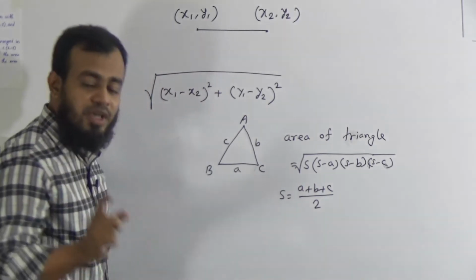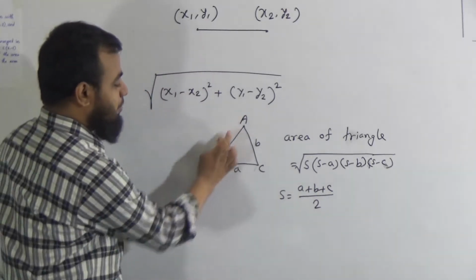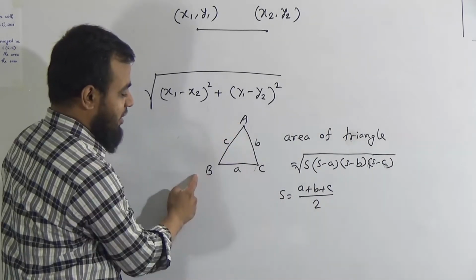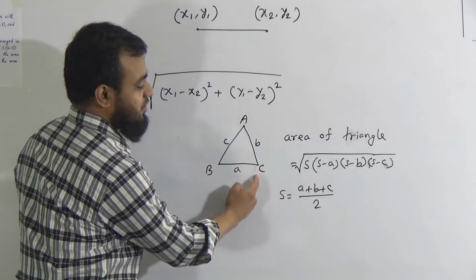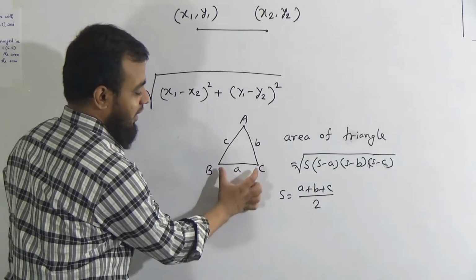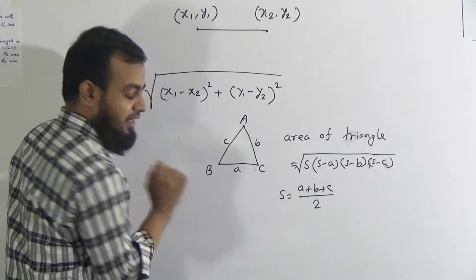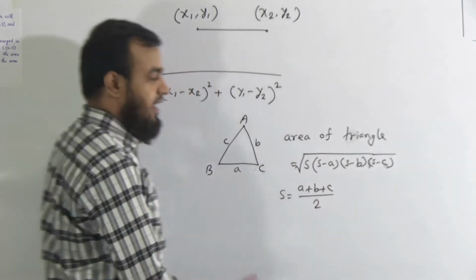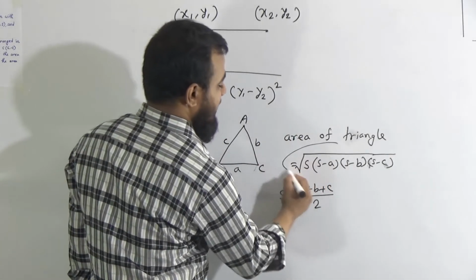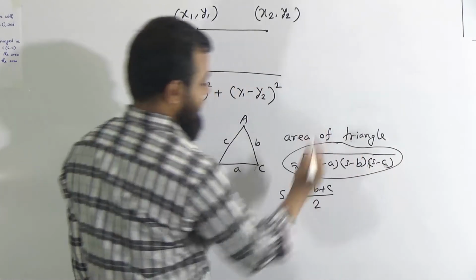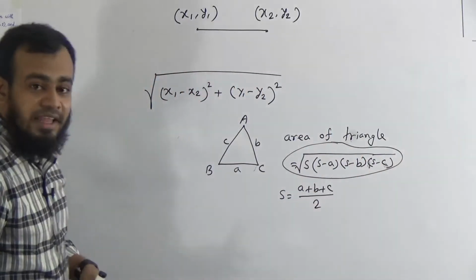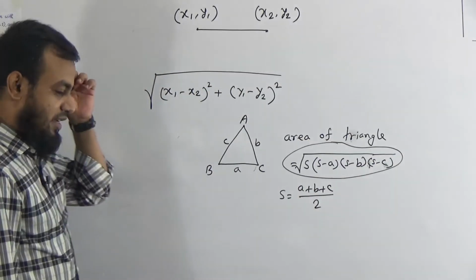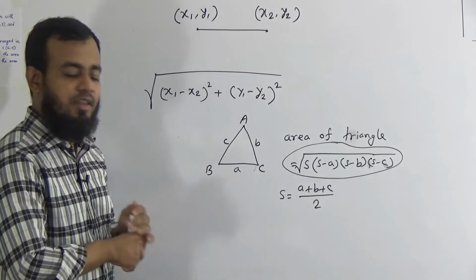That means if we know the 3 points of this triangle, then we can find out the distance of AB, distance of BC, distance of CA. That means we can find out the lengths a, b and c. Then we can put the values here and find out easily the area of the triangle. But this process is a lengthy process. We can find it by using the vertices directly with a formula.